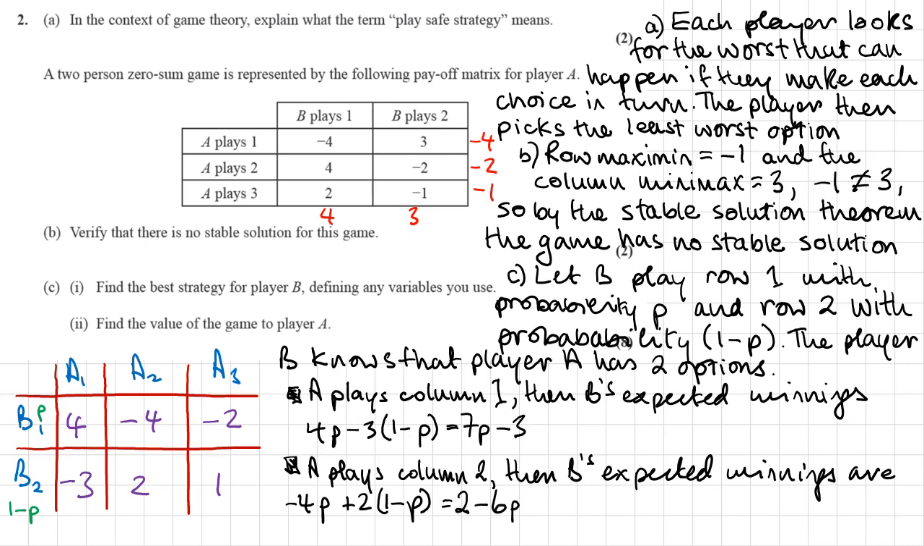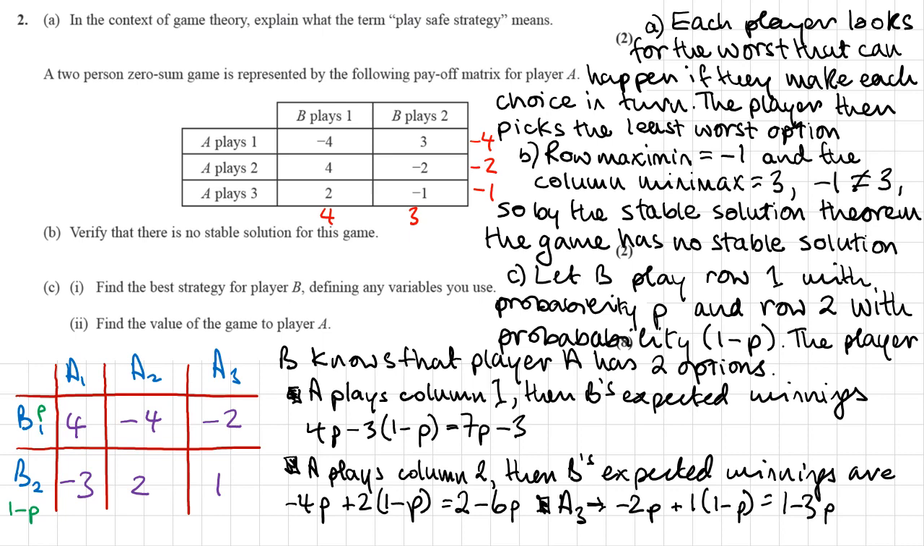And now we're going to look at when A plays column 3, so I'll just shorten it to A3, and write down what B's expected winnings are, just shorten it to this for space. So it'll be minus 2P, and then plus 1 times by 1 minus P, and that simplifies to 1 minus 3P.